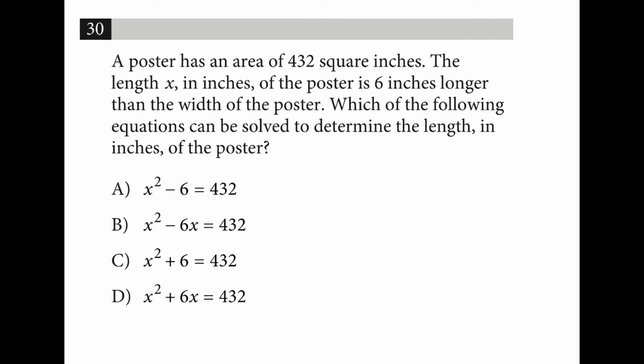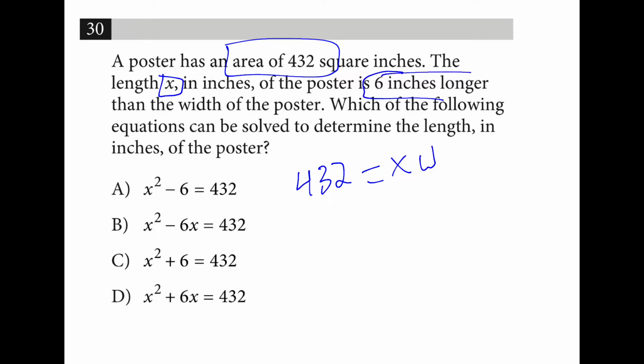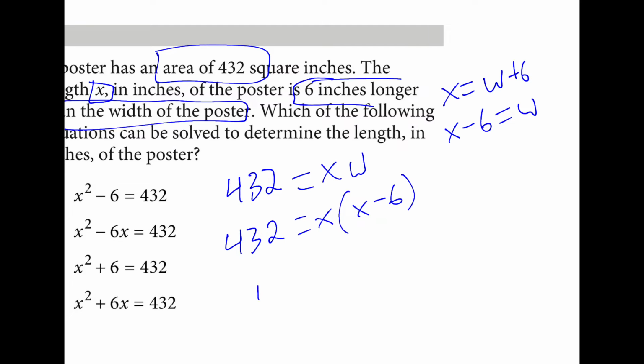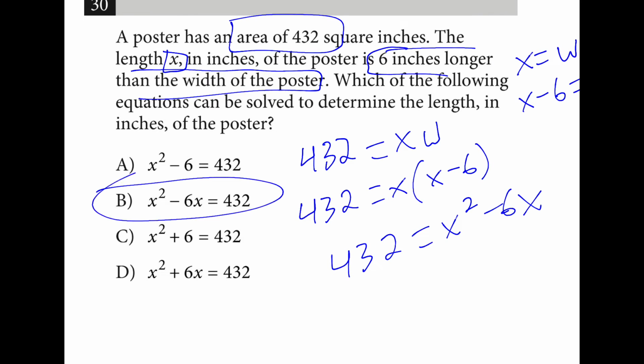The area is 432 square inches, and they tell us the length is x. So 432 would normally equal L times W, length times width, but I'm going to put xW, because that's what length is equal to here. And they also tell us that the poster is 6 inches longer than it is wide. So I could write this as x is equal to W plus 6. I can also rearrange this to say that W is equal to x minus 6. So now I can get rid of the W and replace it with x minus 6. And I get x squared minus 6x. And the reason I do it this way is to get rid of all the W's and solve for L, or x, which represents the length.